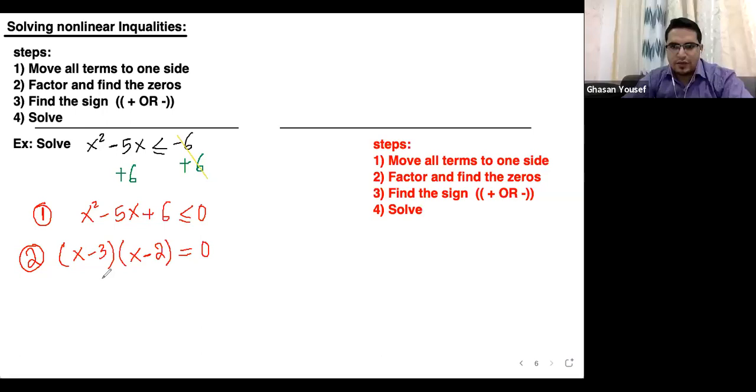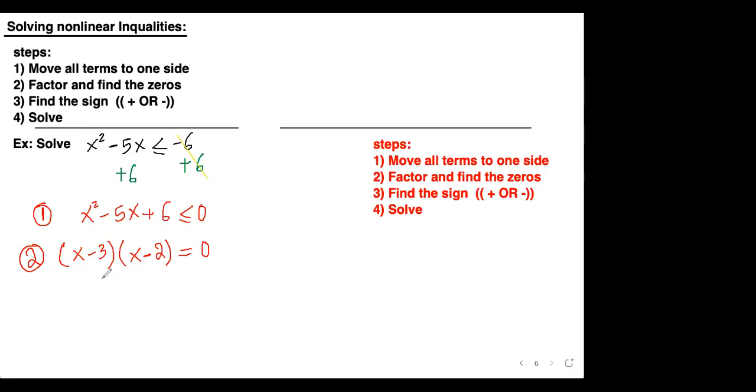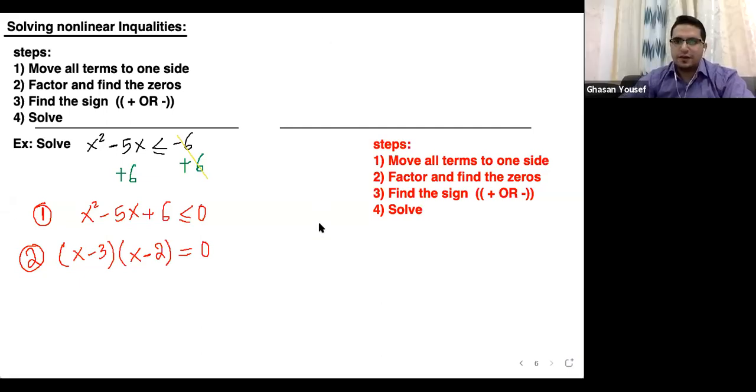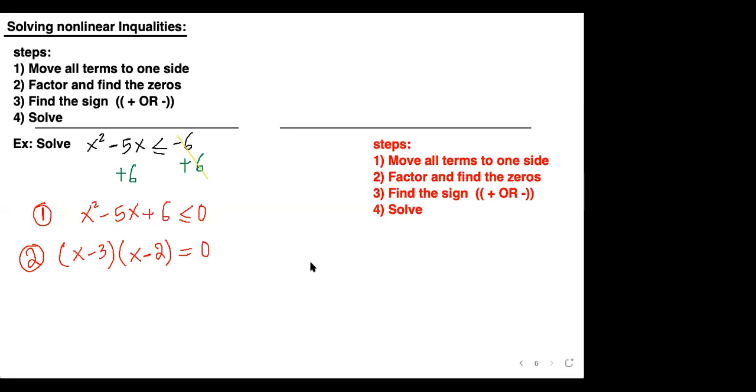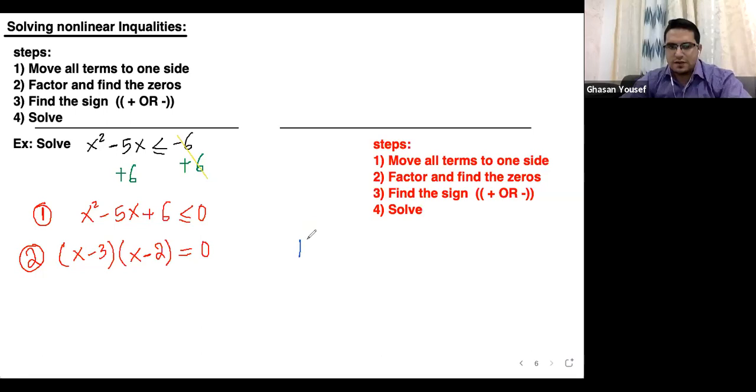Do you remember the zero product property? Yes, go ahead. When we do x minus 3 equals 0, we just add 3 on both sides to get x equals 3, and similarly for x minus 2 equals 0, we add 2 on both sides and we get x equals 2. Nice, this is correct.